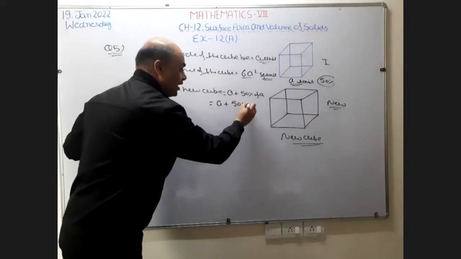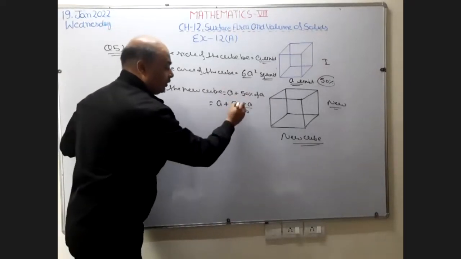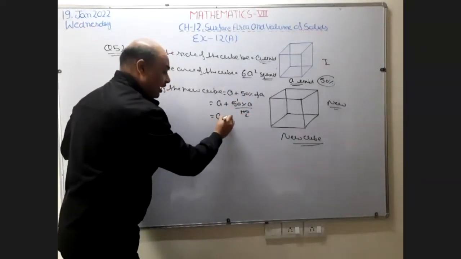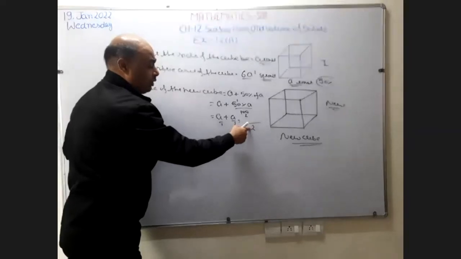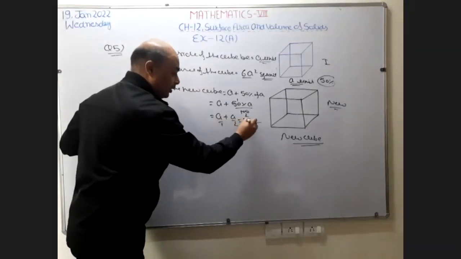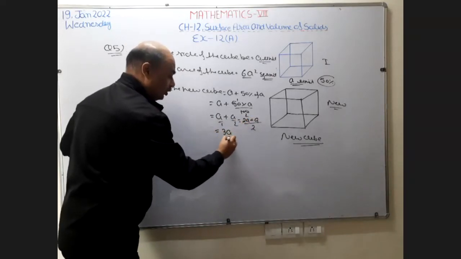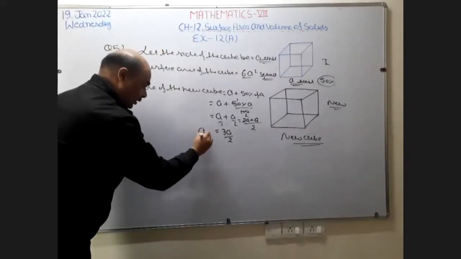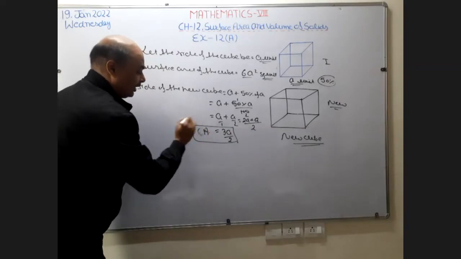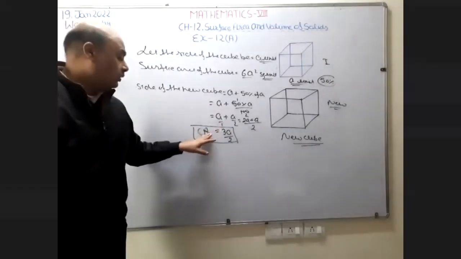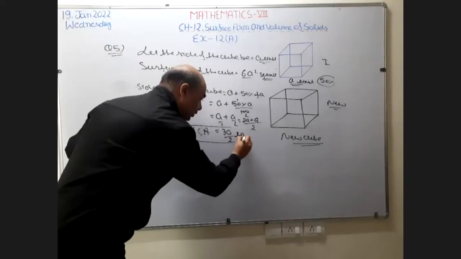Now check what I write here: A plus 50% of A, which means 50 upon 100. Removing the percentage sign, I put 100. Now 5 ones are 5, 5 twos are 10, so it's going to be A plus A by 2. Take LCM. LCM of 1 and 2 is 2. Since 1 is there, it's multiplied by the LCM, so 2 into A becomes 2A. Only A is left, so the new side of the cube becomes 3A by 2. Write capital A, and write unit also: 3A by 2 unit.